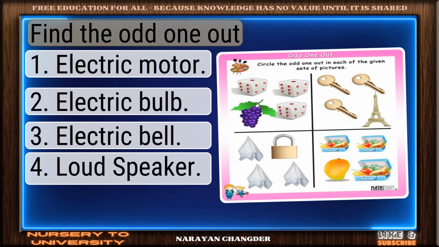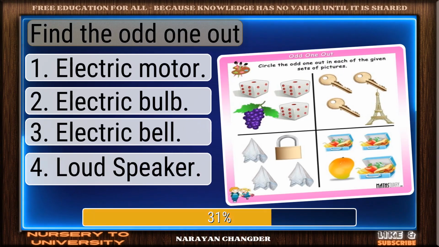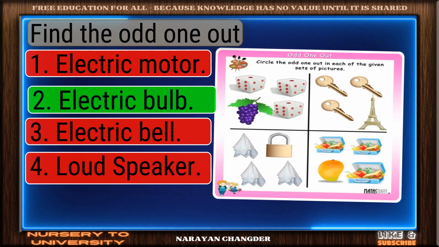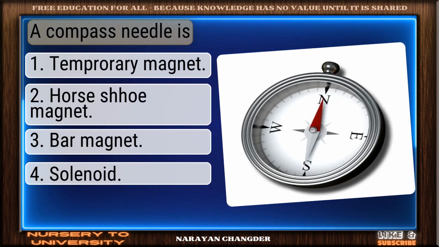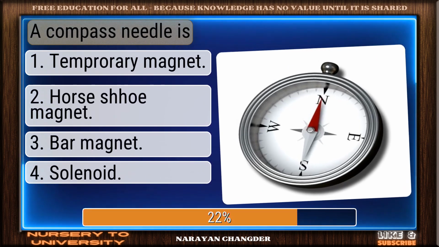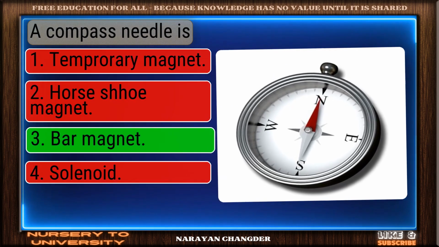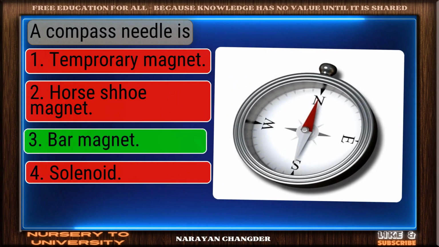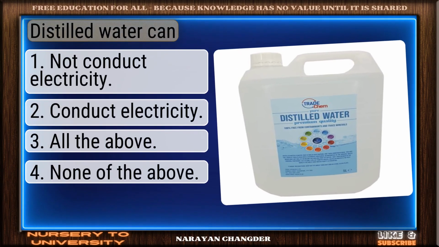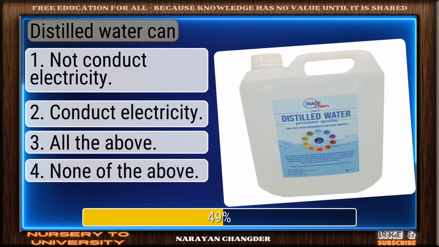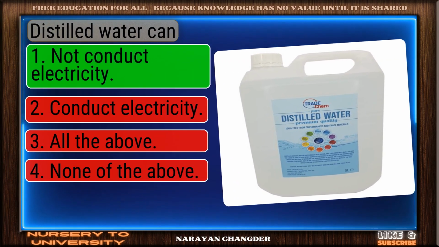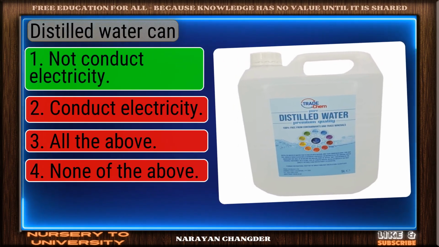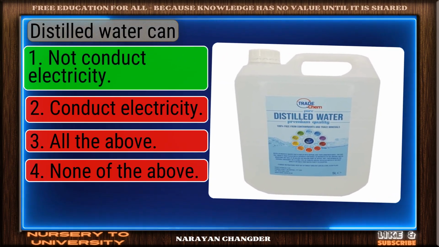Question number 282. Find the odd one out. On track. Electric bulb is the correct answer. Question number 283. A compass needle is. Great thinking. Bar magnet is the right choice. Question number 284. Distilled water can. Clear logic. Your choice, not conduct electricity, is sound and 100% true.